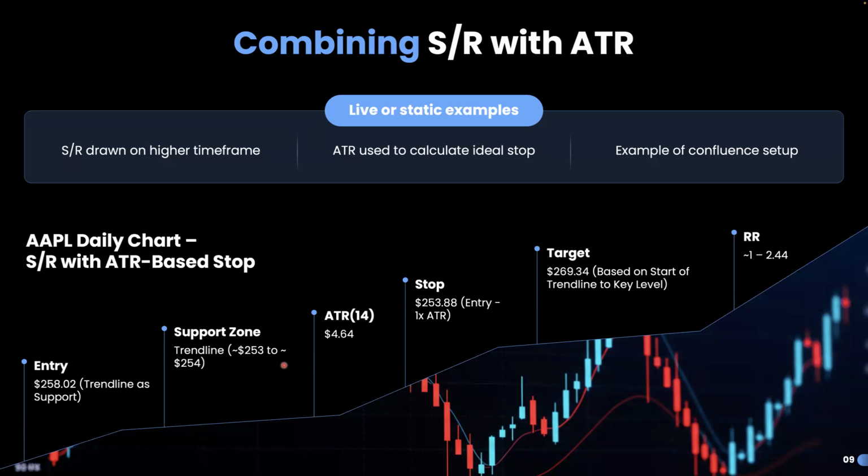So in this case, we're going to say that the ATR is a $4.64 move. A stop would be set at 253.88. So we would take the entry and minus the one-time ATR. Our target would be 269.34, right? Based on the start of the trend line to a key level. And then the risk to reward you're going to see is about 1 to a little bit over 2.4.